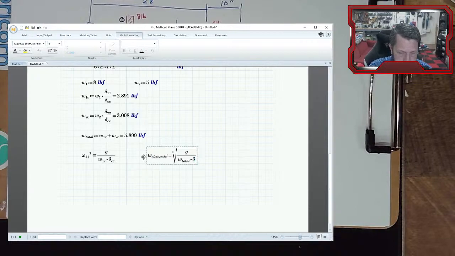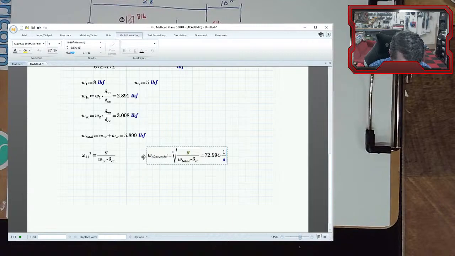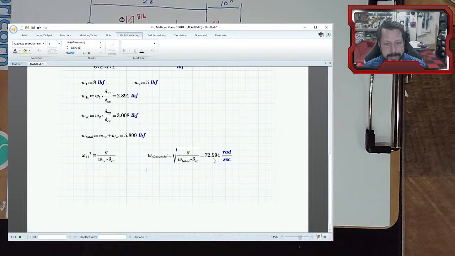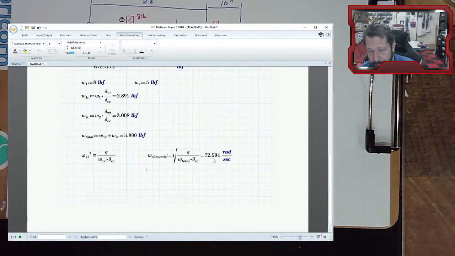Those need to be subscripts for it to work out, I think. Now it gave it to us in 1 per second, but this actually should be radians per second. I wonder if it'll let me. Yeah, it will. Okay, all right, so 72.6 radians per second. Now, that's almost what we need. We're really close. But this is assuming that the shaft has no effect at all.